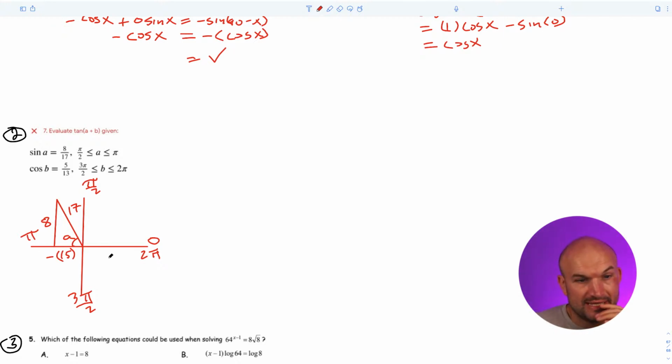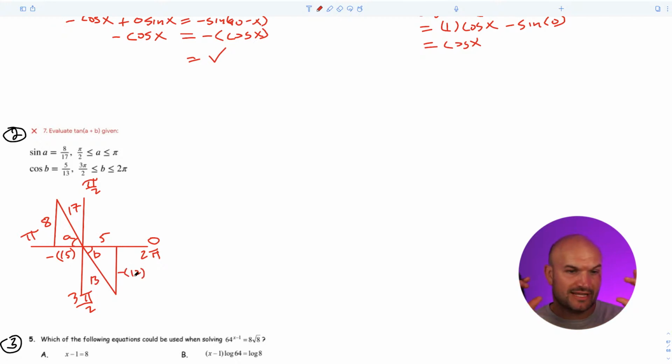Now, over here, we have B, and that is in between 3 pi halves and 2 pi, I'm sorry. So that's going to be over here. Okay, so we'll call that angle B. And then we have 5 over 13. And this is a Pythagorean triple, at least I remember that one. That's going to be 13. That means the other side is going to be 12. But again, since we're going down, that's going to be a negative 12.